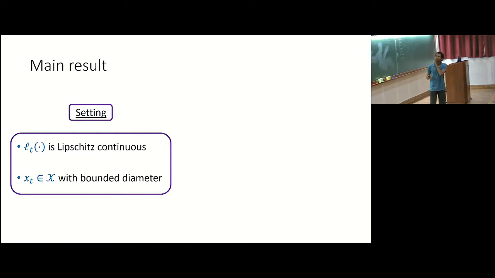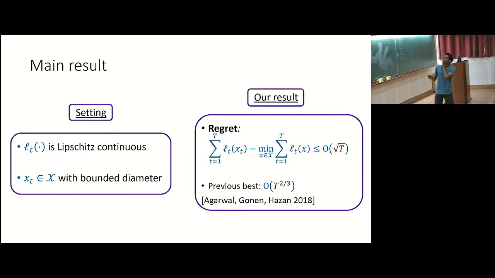So these are the only two assumptions. Okay. And in this setting, our result basically says that you can actually get a regret rate of square root T, which we saw was tight even in the convex setting. And the breakthrough result of Agarwal, Gonen and Hazan was the first result in this setting, and they got T to the 2/3, and this can indeed be improved to the optimal square root T regret rate. Okay.